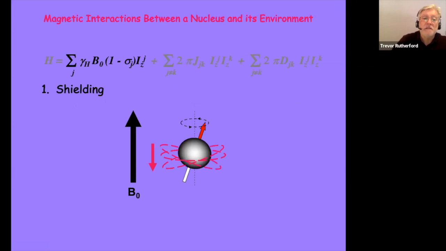So the first of these is shielding. And the concept is that around every atomic nucleus, NMR active atomic nucleus with this nuclear magnetic dipole, we have a circulating cloud of electrons, and those electrons that circulate directly around the nucleus always operate in generating their local magnetic fields that oppose the applied magnetic field.